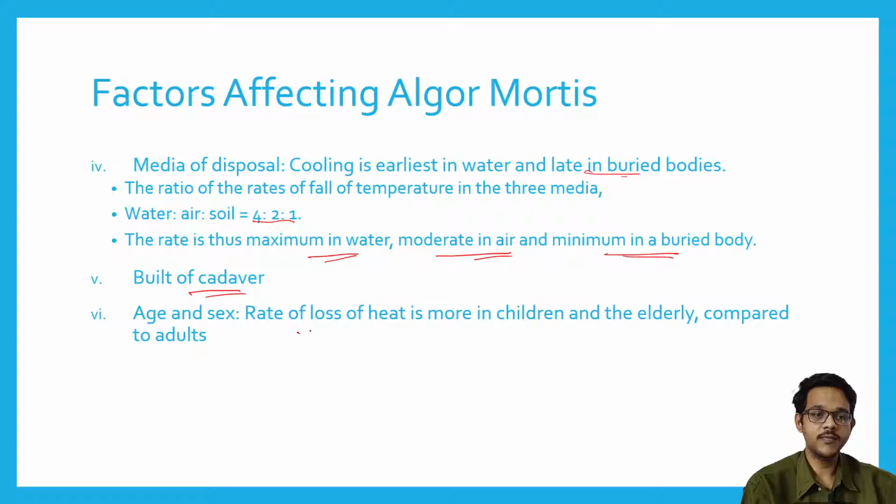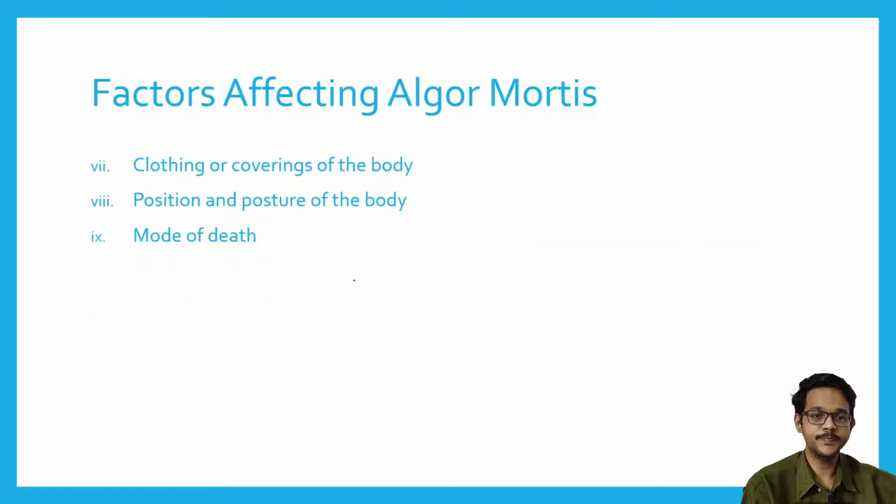Age and sex: rate of loss of heat is more in children and elderly compared to adults because of size and weight. Clothing and covering of the body: if the body is covered, the rate of fall of temperature is less. If the body is exposed, naked, or a piece of cloth is removed, the body will lose temperature rapidly. Position and posture: if the person is lying flat in supine position, the fall will be more. If the person is curled up, the rate of fall will be less.